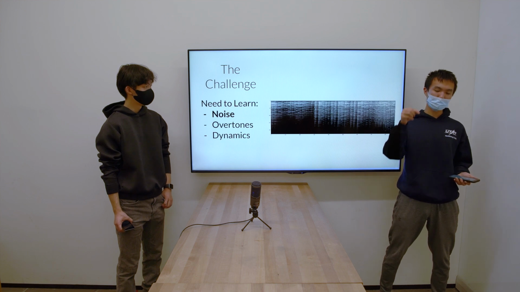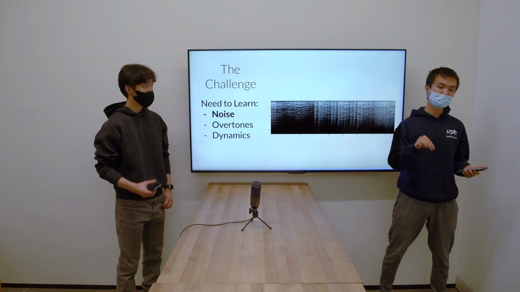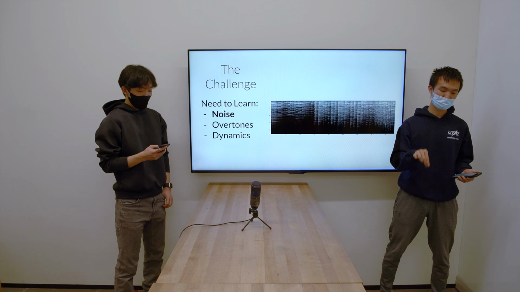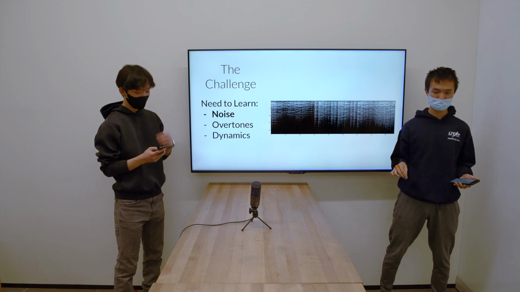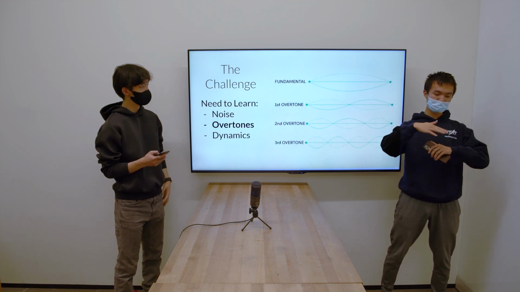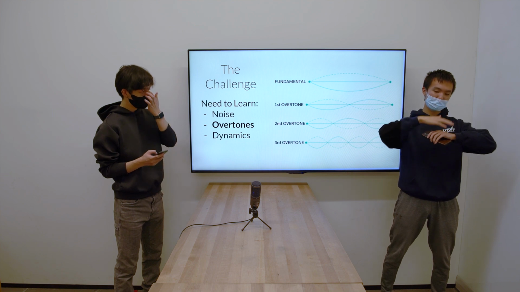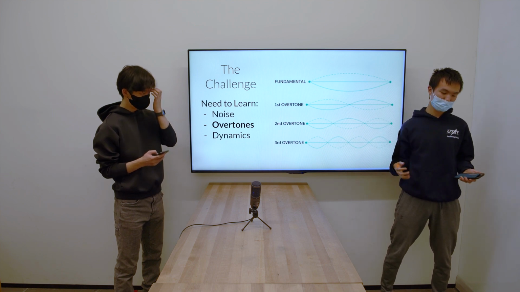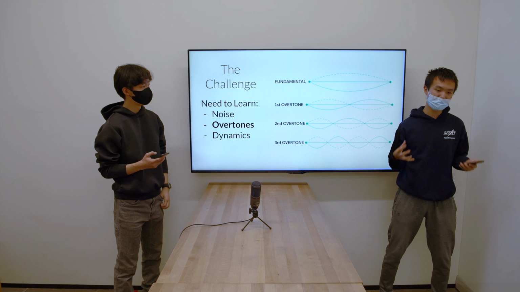Secondly, when we play a note on the piano, we don't hear a single frequency, but instead several frequencies. These are known as overtones. And when these frequency bands get very close together, it can be very hard to distinguish them. And finally, we will also need to take into account the dynamics of everything.